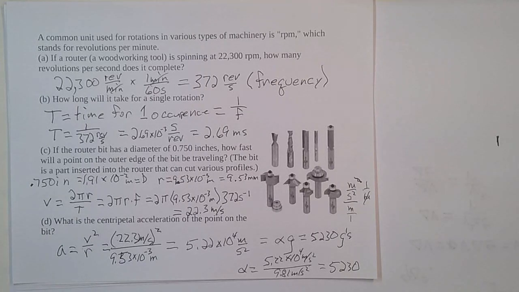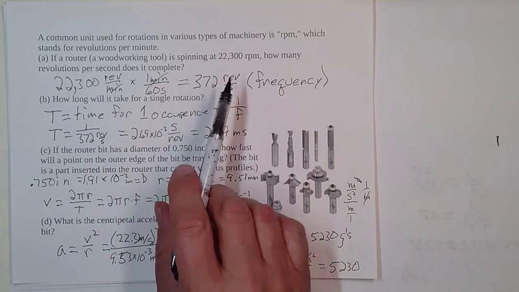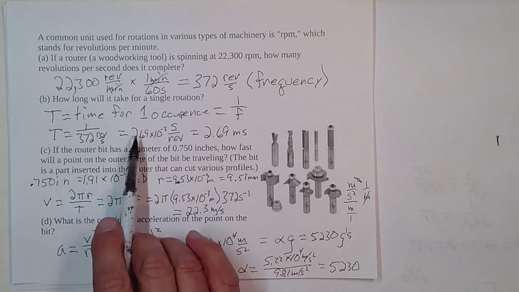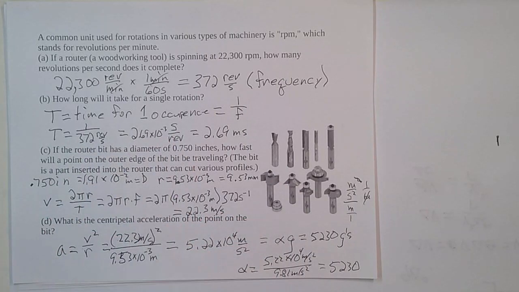So there's an introductory rotation problem. About the only new physics we used in this thing was calculating the centripetal acceleration for the first time. But it was an introduction to converting from RPM into revolutions per second, and then getting the period and learning about some of that stuff, and also calculating a speed for a spinning object.